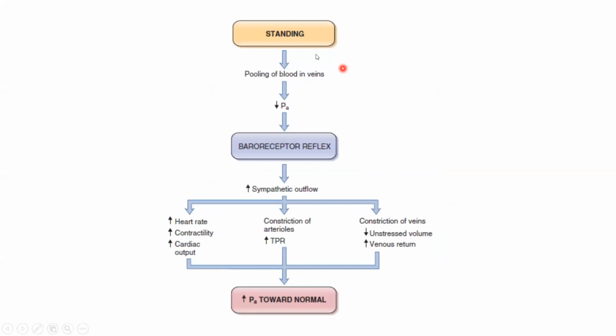Then there is another scenario of standing. I touched upon this, that the baroreceptor reflex basically helps you in your day-to-day mundane activities, even getting up from the sitting position. You go against gravity and all that scenario that I discussed in detail yesterday. This is just a revision of that. Standing leads to pooling of blood in the veins, which again drops the arterial pressure. Remember, this is the effect of gravity. Baroreceptor reflex is triggered. Again, the same sequence of events.